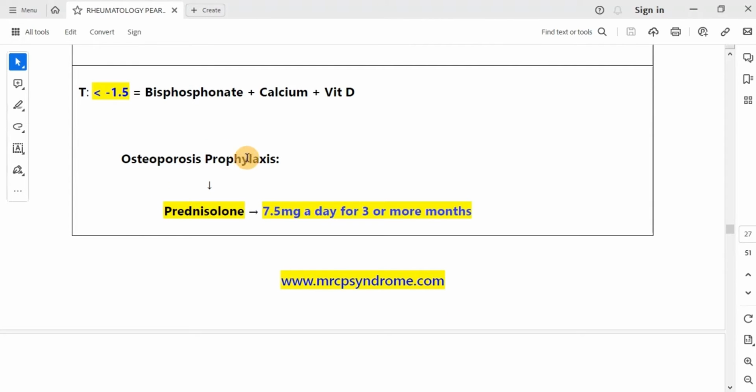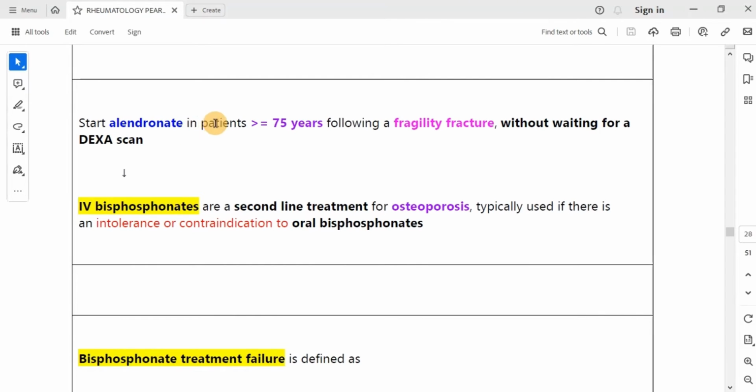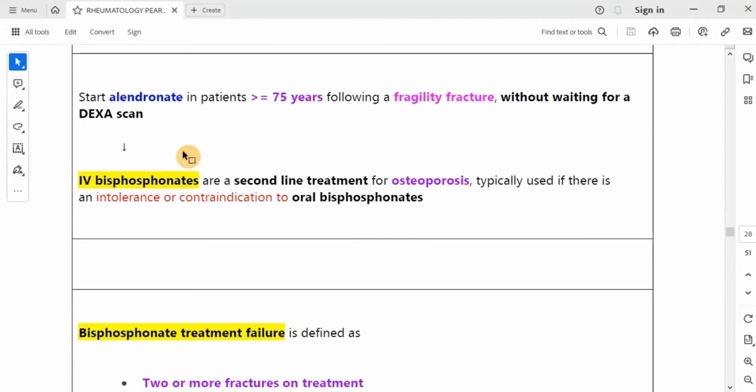So when to go for osteoporosis prophylaxis? Prednisolone 7.5 milligram or other equivalent steroid once a day for 3 consecutive months or more. Start alendronate in a patient greater than or equal to 75 years following a fragility fracture without waiting for a DEXA scan. IV bisphosphonates are a second-line treatment for osteoporosis. So we should start with oral bisphosphonate; IV is typically used if there is an intolerance or contraindication to oral bisphosphonate.